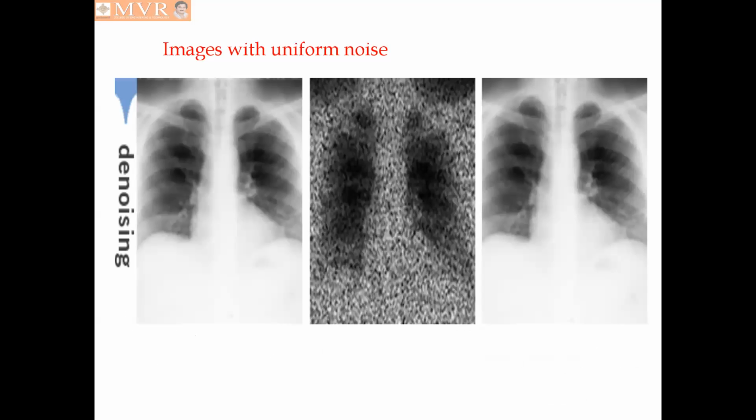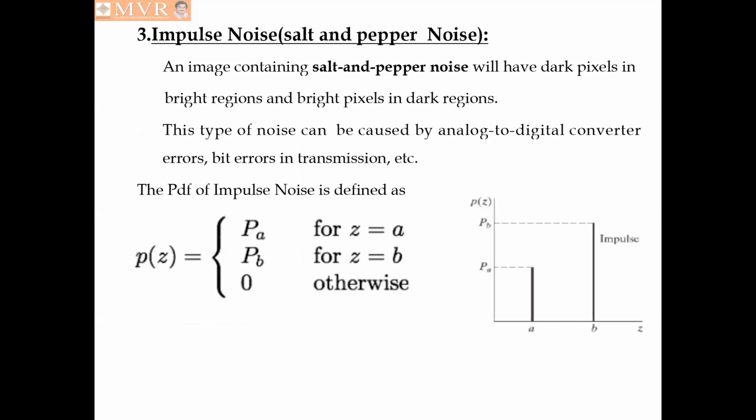So here are uniform noise images. The first image is just an X-ray image, the middle image is the image due to the uniform noise, and the last image is the image which is restored from the uniform noise.